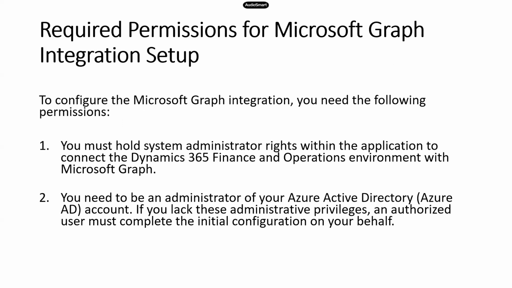If we talk about the permissions, then we need to have some permissions to integrate Microsoft Graph with the 365 environment. The very first permission required is that you must hold system administrator rights within the application to connect the Dynamics 365 Finance and Operations environment with Microsoft Graph. You also need to be an administrator for your Azure Active Directory account. If you lack these administrative privileges, an authorized user must complete the initial configuration on your behalf.